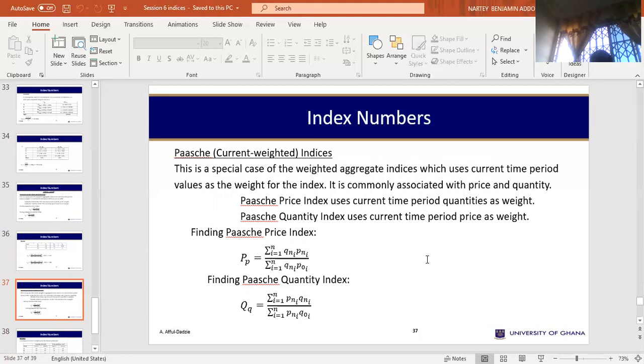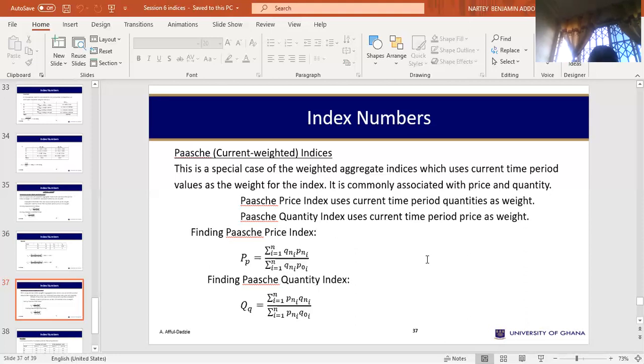So finding the Paasche price index, this is the formula, right? We have the summation of Pn Qn over the summation of P0 Qn, and then the quantity index is the summation of Qn Pn over the summation of Q0 Pn, all multiplied by 100. So the advantage here is that, one, it's realistic, since it takes into account current trends, because when you look at the base, it is not fixed.